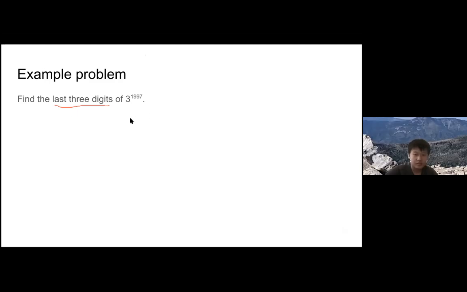Well, that means you just basically want 3 to the 1997 mod 1000, because when you divide a number by 1000, you're left with the last 3 digits as remainder. So how do we go calculate this? How can we use what we talked about on the previous slide?